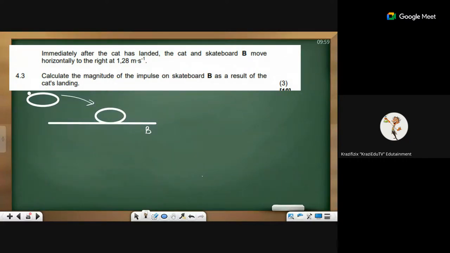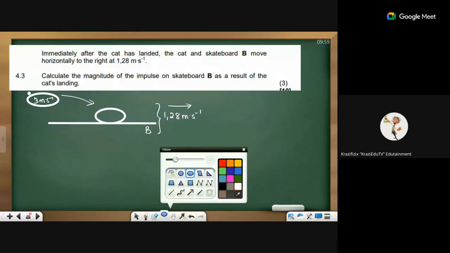The cat was moving at 3 meters per second. Immediately after the cat landed, the cat and skateboard B move horizontally. This whole thing moved at 1.28 meters per second to the right. Guys, can you see that? The examiner keeps putting direction, so you must always put direction. Tochukwu, yes, it is Newton's third law. All right.